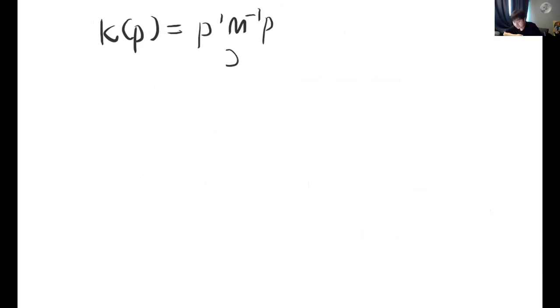So now let's write down a few things. We say that the kinetic energy is defined as such. So this is a quadratic form. If you don't know what that is, that's fine. You can just treat them as vectors and matrices. So this is your mass matrix, which corresponds to your proposal distribution. So this is kind of like your proposal.